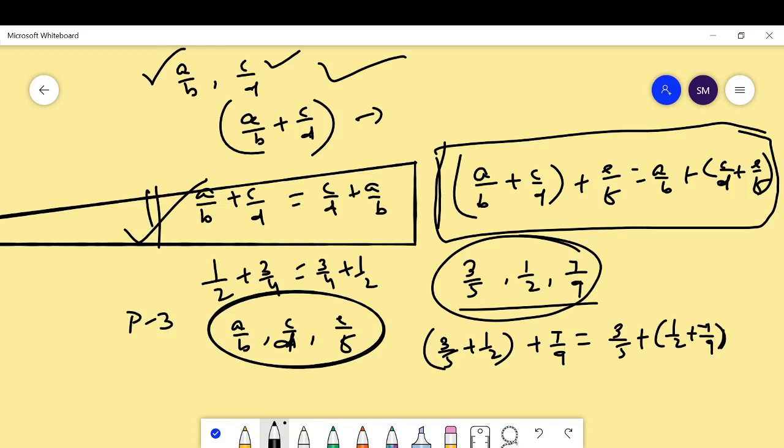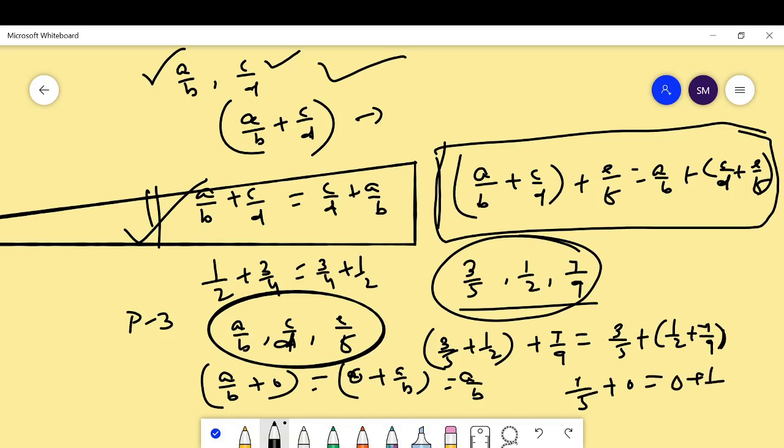Next, the additive identity. 0 is the additive identity, meaning a by b plus 0 is equal to 0 plus a by b, which is equal to a by b. For example, 1 upon 5 plus 0 is equal to 0 plus 1 upon 5, which is equal to 1 upon 5. This means 0 is the additive identity. So, at first, in the case of rational numbers, addition satisfies the closure property. Next, the commutative property. Second, the associative property. Then 0 is called the additive identity.